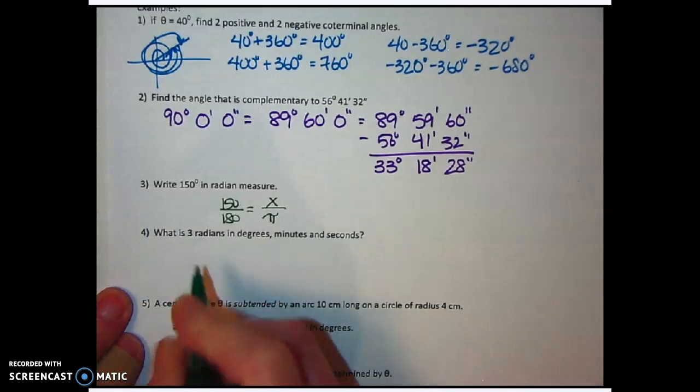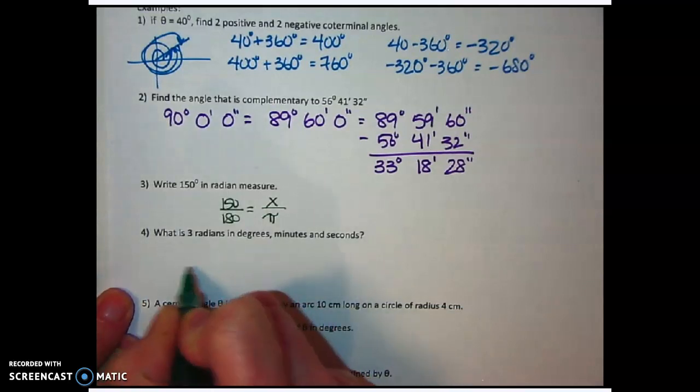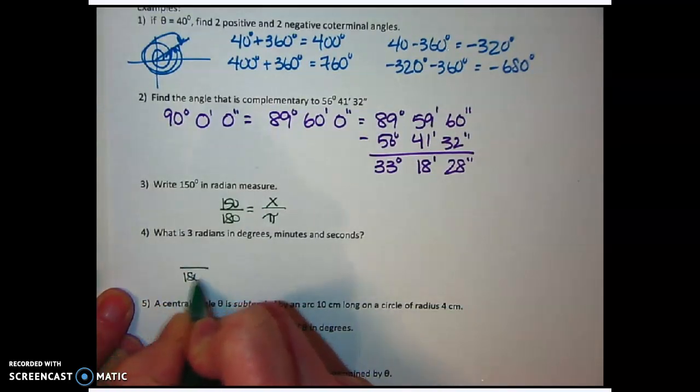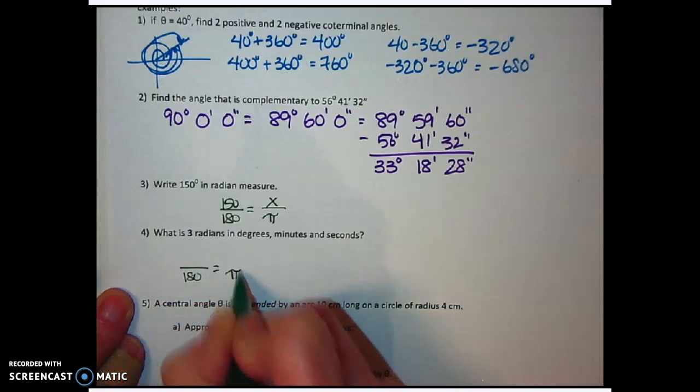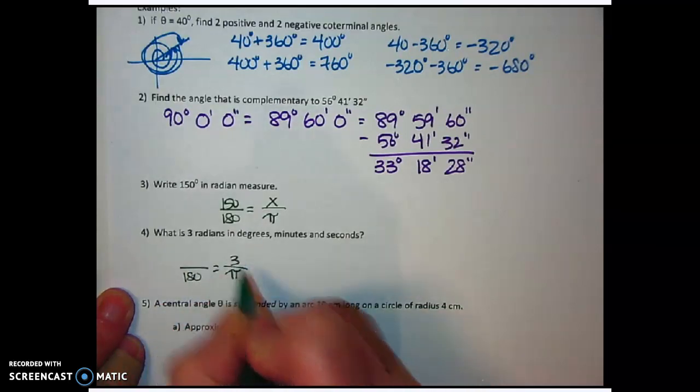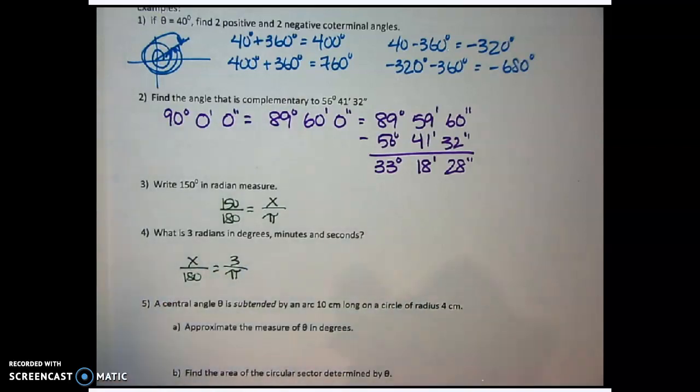And then the same with this one, 3 radians in degrees. Again, we know that 180 degrees is pi radians, so 3 radians is how many degrees? And after we find the degrees, we can break the decimal part down into the minutes and seconds. So go ahead and stop the video and solve those two problems.